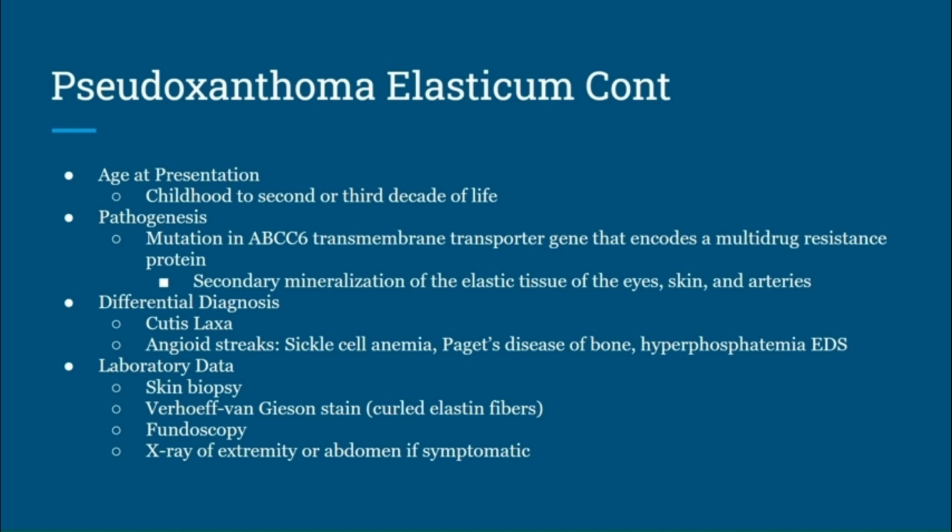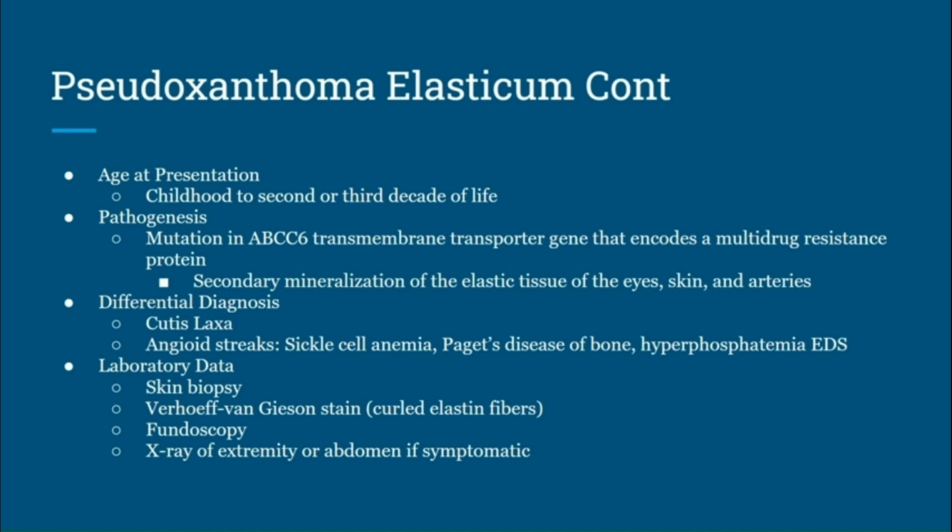Differential diagnosis here includes cutis laxa, and since there's angioid streaks, you can have an angioid streak differential here: sickle cell, Paget's, hyperphosphatemia, EDS, which we did not go over because it's pretty lower yield, but it's good to know there are some angioid streaks associated with that subtype specifically.